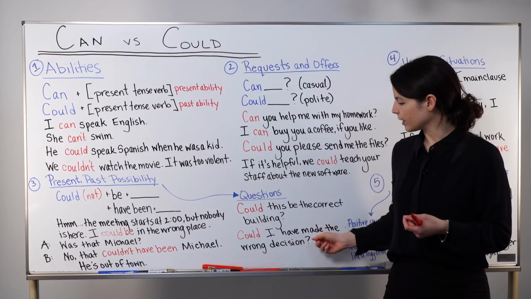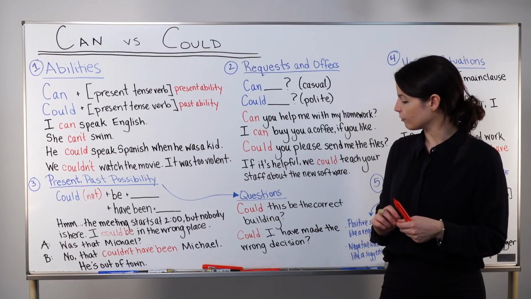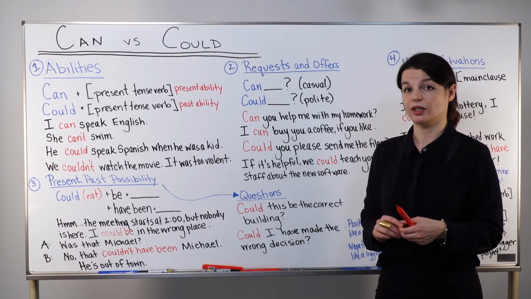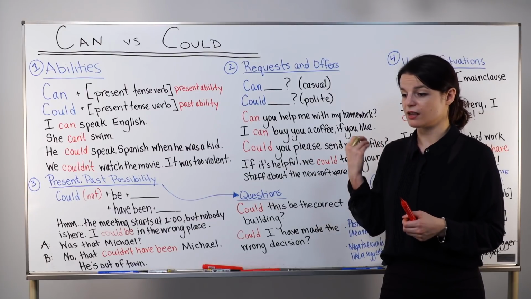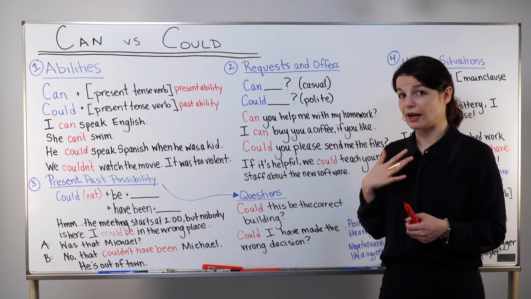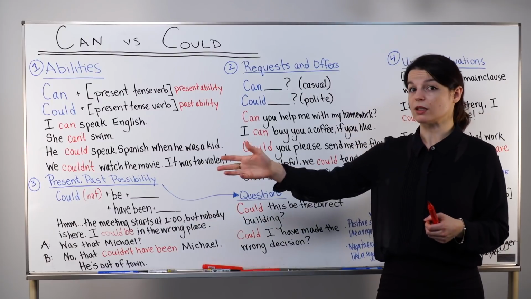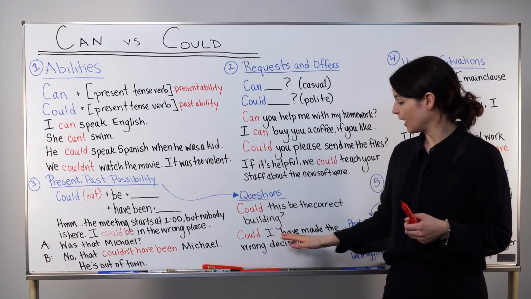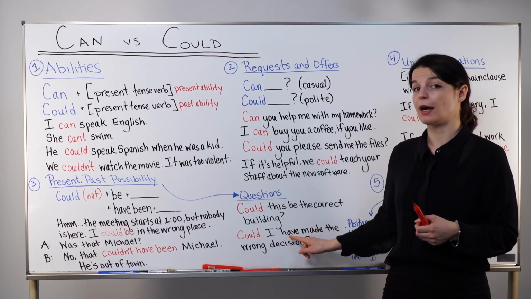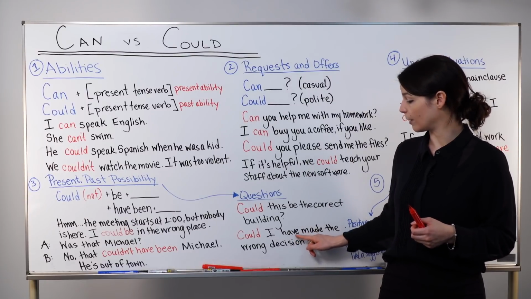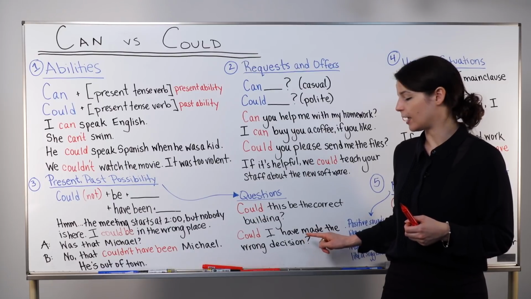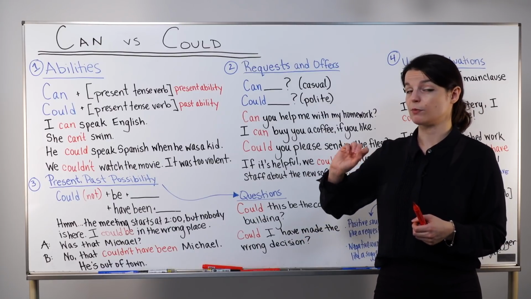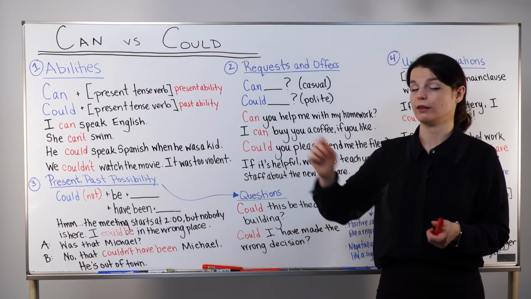Let's look at one more example. Could I have made the wrong decision? So again, the speaker is thinking about something in the past, or maybe they're speaking to a friend. Could I have made? We know this is a past expression because of this grammar right here. Could I have made, have made shows us that this is something the speaker chose to do in the past.